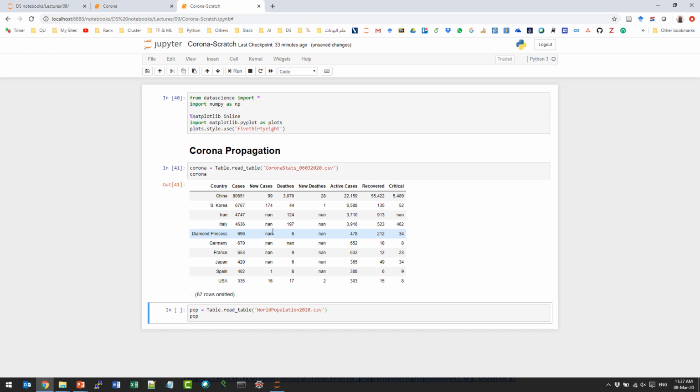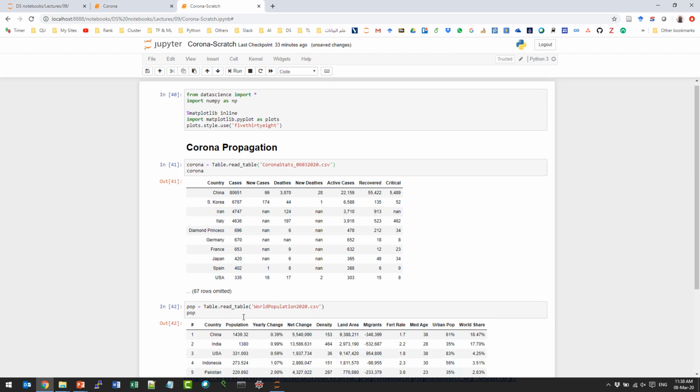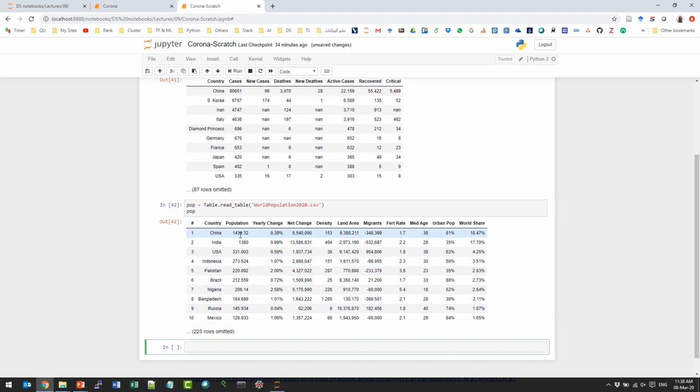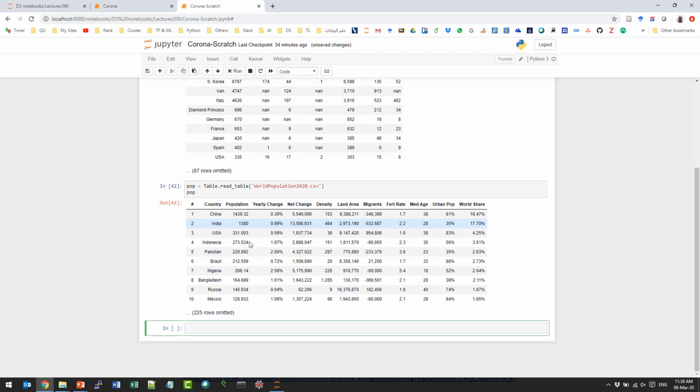So which columns will we focus on here? We don't have the population here. Cases, so country and cases here, right? Okay, and the other data set is the world population. So we have the country and the population and other information also. Here the population is in million, of course. Okay, now what should we do?